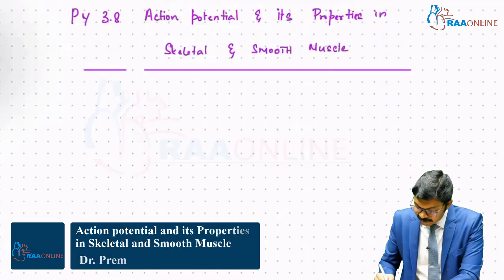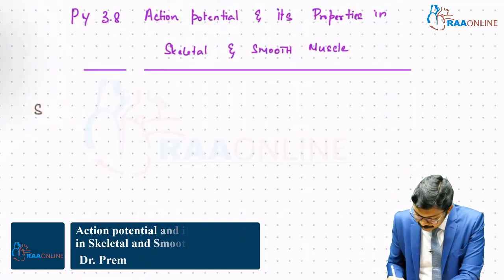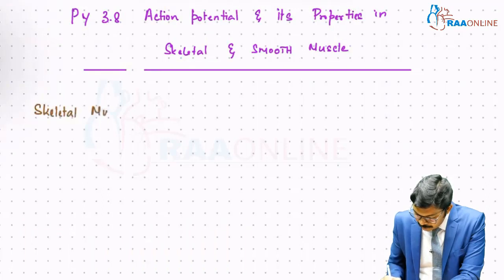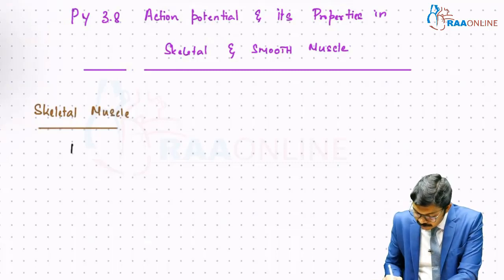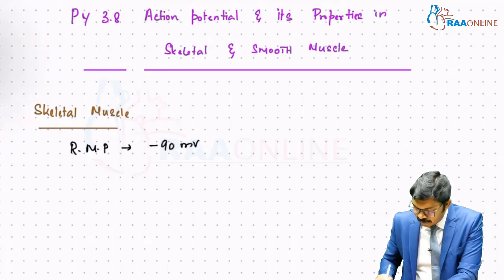Now let us start our discussion with skeletal muscles. Skeletal muscle has a resting membrane potential, the intracellular voltage when a cell is at rest. The resting membrane potential of skeletal muscle is going to be minus 90 millivolt.